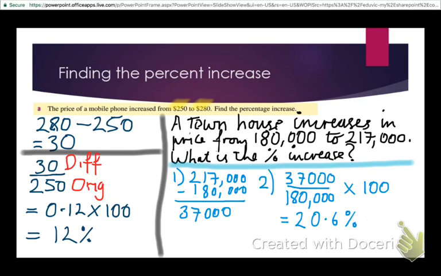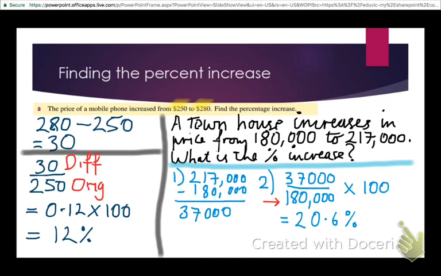So you can see here I've just split it up into the two steps. Find the difference between the two prices, so 217 subtract 180, and that gives us a total of 37,000 as the price difference. Divide that by your original price, and you should multiply that by 100 and get an answer of 20.6%.